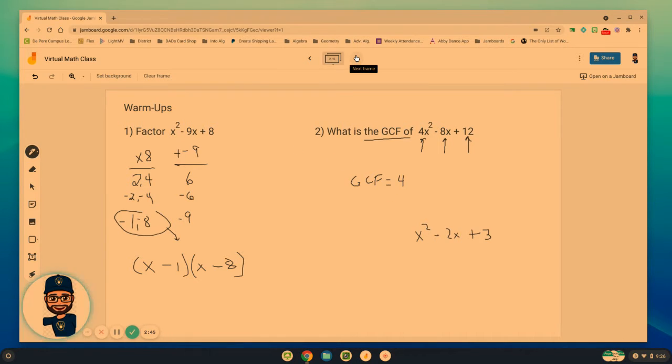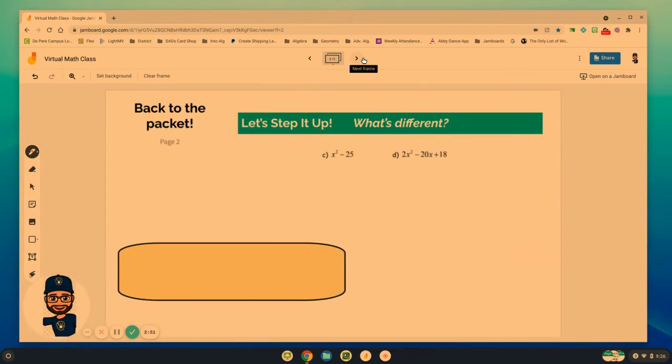Now, we're going to step up some of our problems a little bit from factoring, maybe a little different than what we were doing over here. Let's look at these two. We're back in the packet, page number 2. What's different about these two types of problems? Well, you notice this one has an a value of 2, which makes it a little bit different, and this one has an a value of 1. However, it's missing that middle piece.